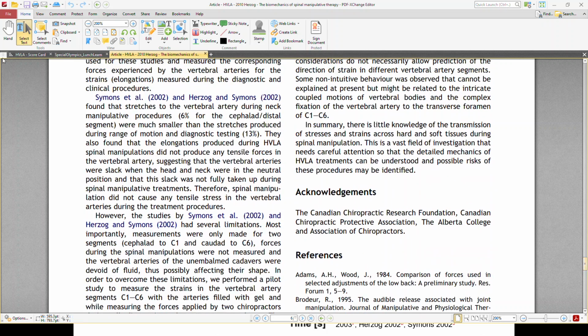During the discussion, they talk about previous studies done by Symons and company and Herzog and Symons in 2002, where they looked at the vertebral artery during neck manipulative procedures. 6% of the cephalad and distal segments were much smaller than the stretches produced during ranges of motion and diagnostic testing. Thus, it would be suggestive that these techniques would otherwise be safe because of the relatively low strain and stress that they put on the vertebral arteries.